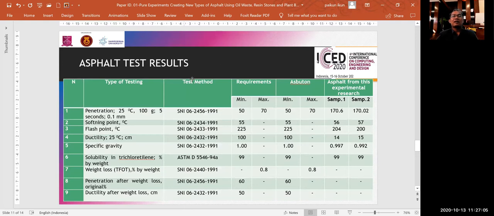Okay, asphalt test results. In the table for asphalt, from this experimental research, sampling 1 and sampling 2 are here. Normality for SNI is here. Asbuton asphalt is here. And this is the asphalt from this experimental research.